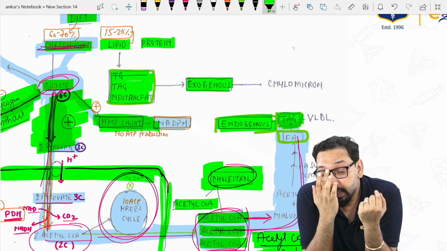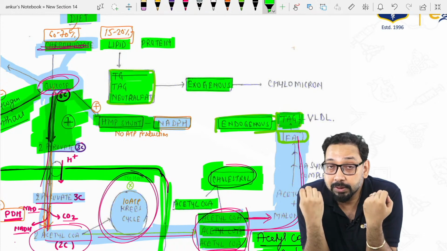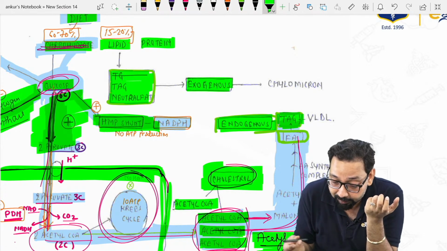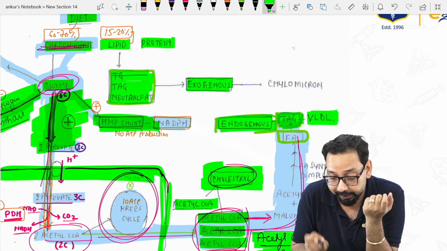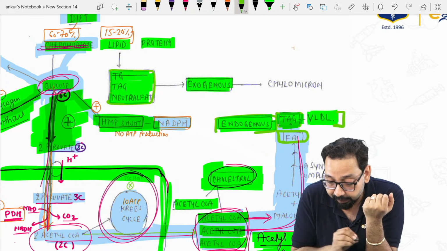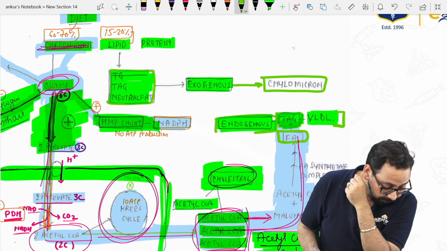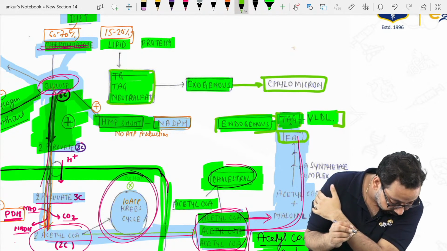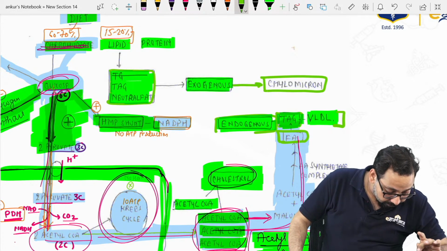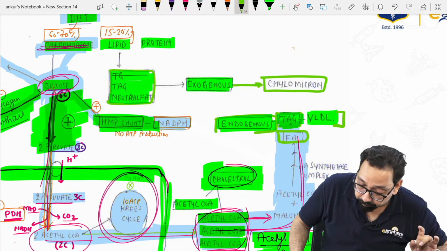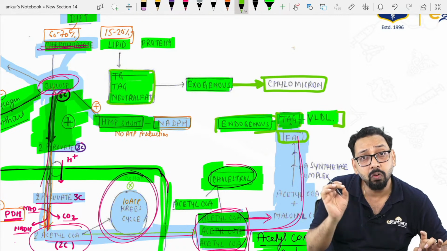So fatty acid synthesis occurs in liver, lipid synthesis occurs in liver. So this endogenous triglyceride is synthesized in liver, and this is transported in the form of VLDL. Endogenous VLDL. Exogenous triglyceride is transported in the form of chylomicron.